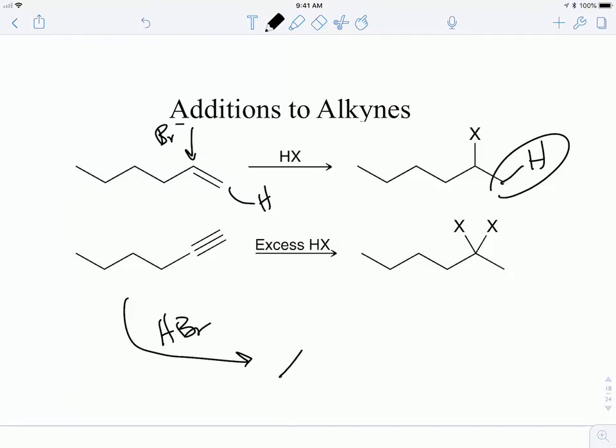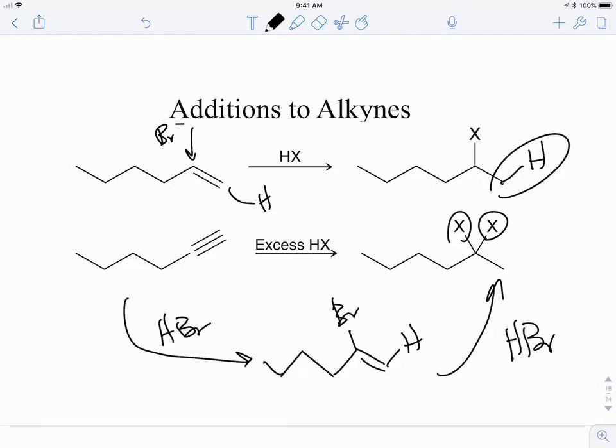Well, the intermediate that we're going to get is this one, where hydrogen went to the less substituted carbon, bromine went to the more substituted carbon, but we still have a pi bond and we still have HBr present. So notice that we're going to add HBr twice, once across each pi bond. So we're going to get two HBrs that added to the alkyne. The two bromines are both going to go to the more substituted carbon, and the two hydrogens are both going to go to the less substituted carbon.